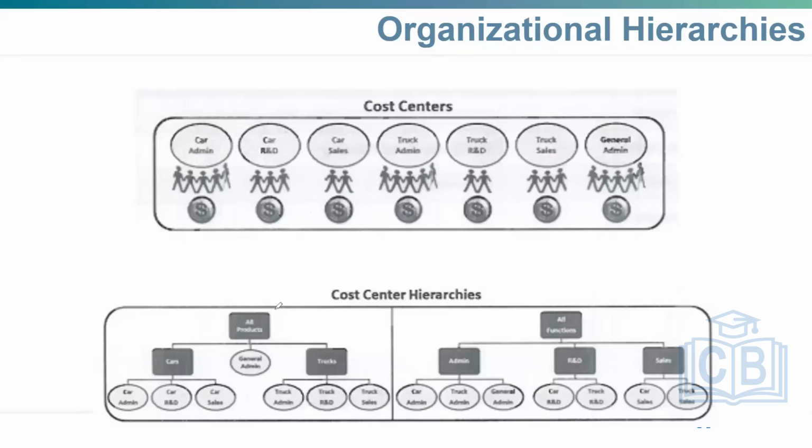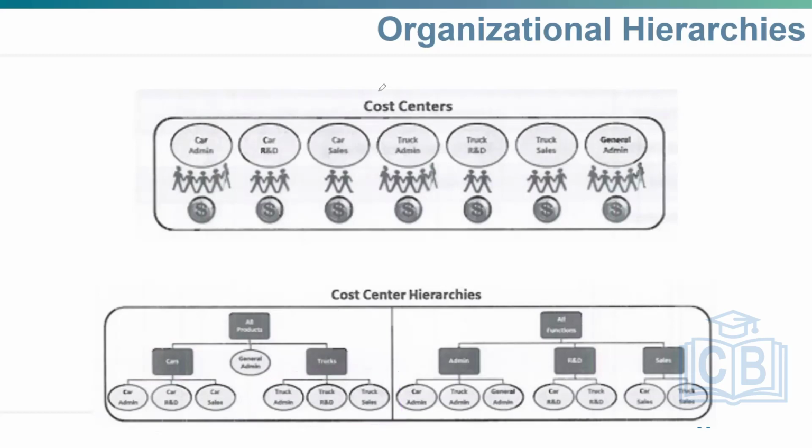Here we see that, on the top, it's all products, and under all products is a general admin. Again, under all products, we have trucks and cars as the subordinate organizations. And under the subordinate organizations, we have these car-related cost centers like car admin, car R&D, car sales. And under trucks, we have the truck admin, truck R&D, truck sales.